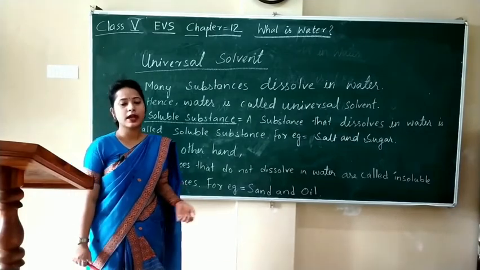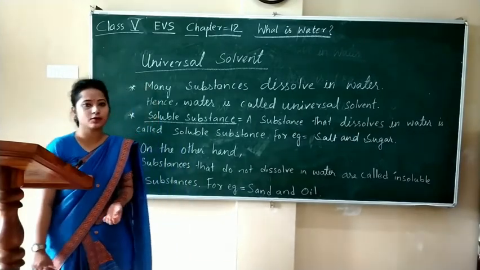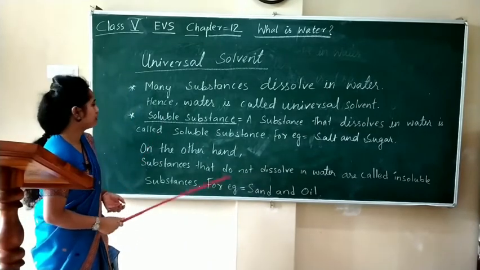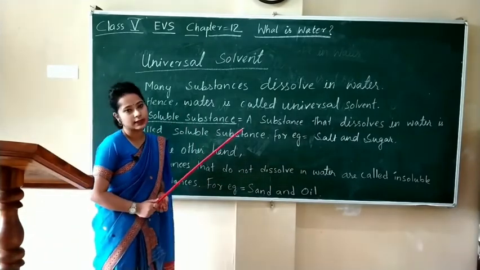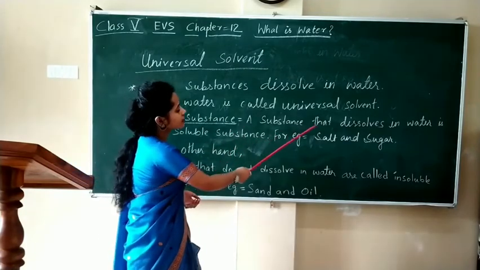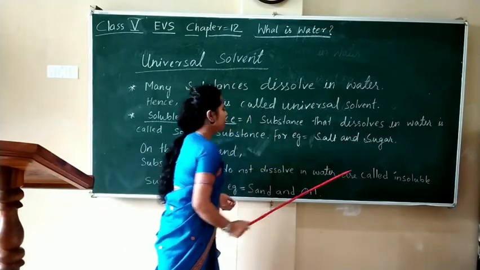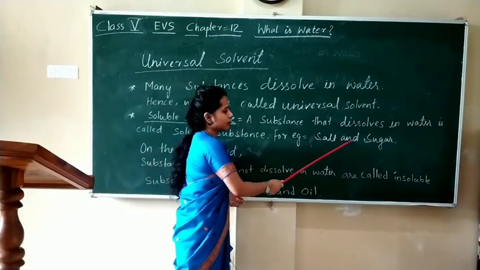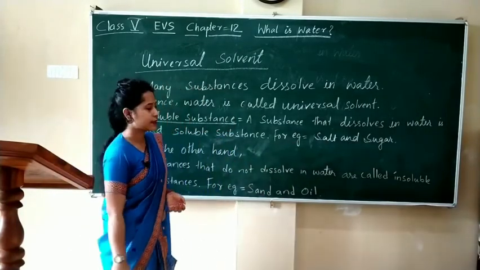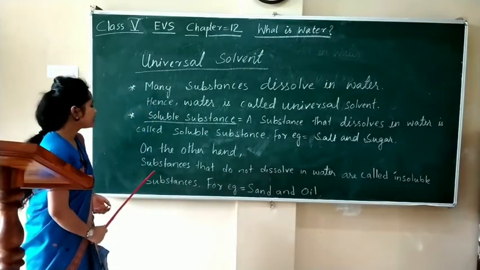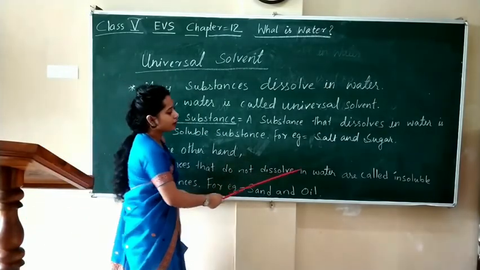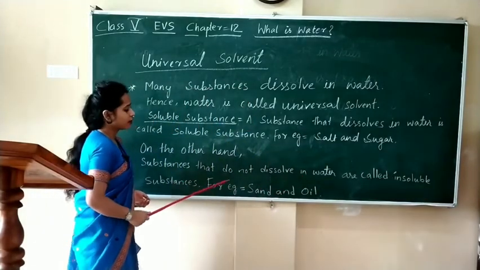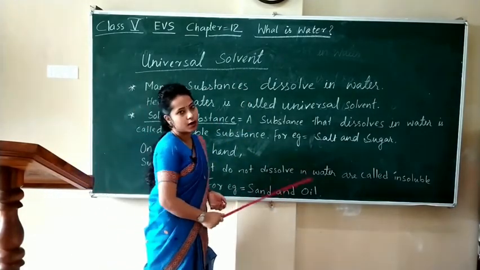To learn about universal solvent, we have to know a few things. So, we will start with soluble substance. Now what is a soluble substance? A substance that dissolves in water is called a soluble substance. For example, salt and sugar are soluble substances. On the other hand, substances that do not dissolve in water are called insoluble substances. For example, sand and oil.